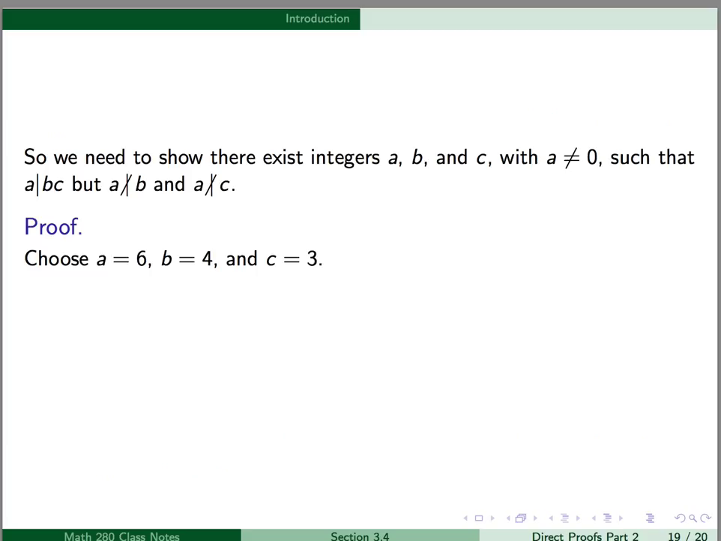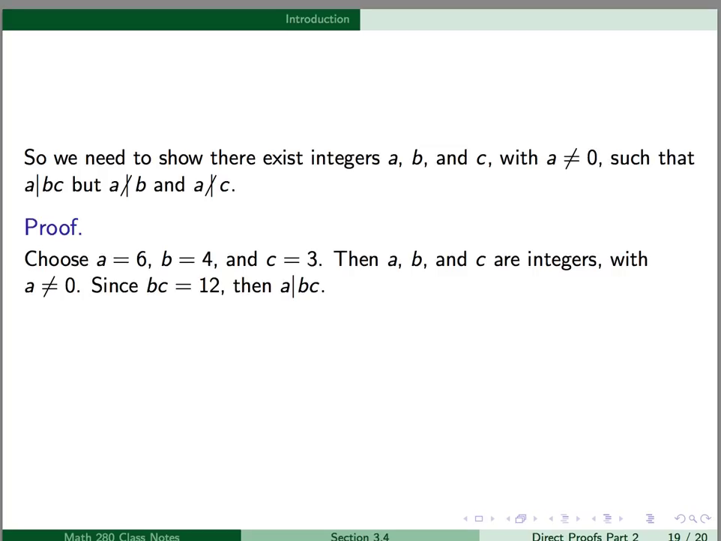So just by guessing, we can choose some random numbers or just choose some numbers using educated guessing, and I'll choose a is equal to 6, b is equal to 4, and c is equal to 3. And we can check that these satisfy our conditions. Obviously a, b, and c are all integers, and a is not equal to 0. And bc is equal to 12, so 6 divides 12, so therefore a divides bc.